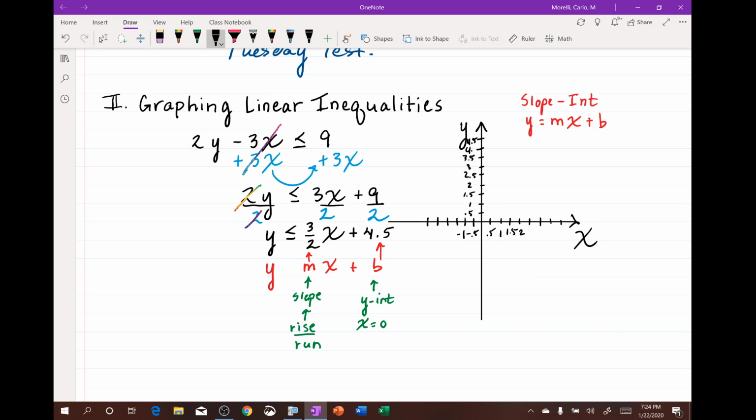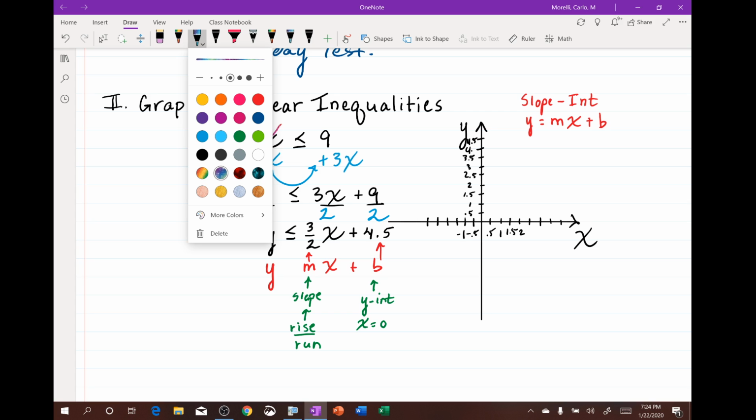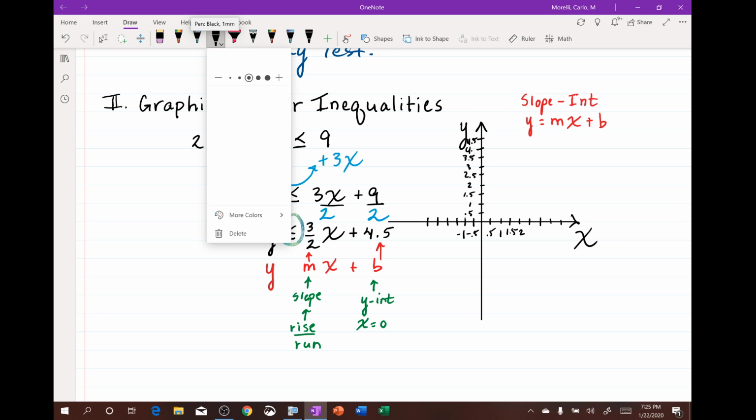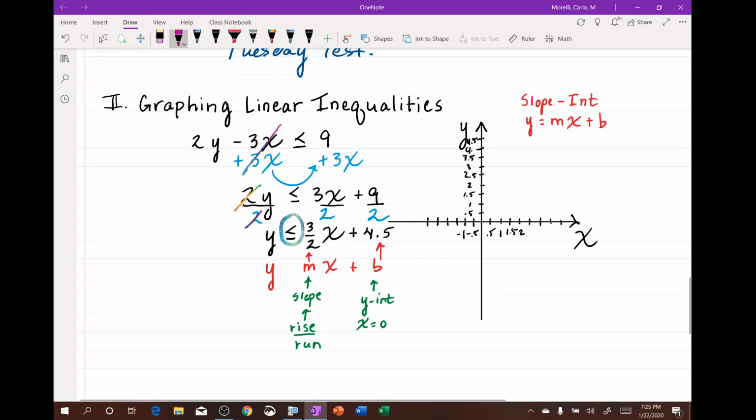So let's graph this thing. Let us pick this cool color here. And what we're going to do is start out by asking ourselves, what symbol are we using? Okay, so focus on the symbol. This symbol here, less than or equal to, has a solid line. If it had just been less than, it would be a dashed line, but it's not less than, it's less than or equal to, so there's going to be a solid line. Very important to know when you're doing these linear inequalities.